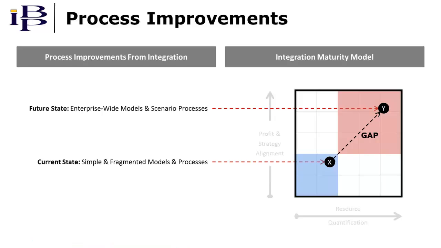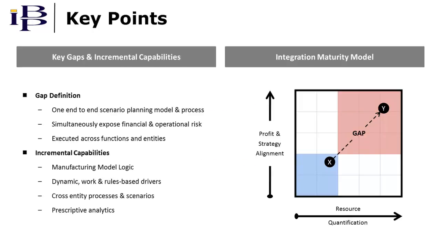More specifically, we'll focus on the capabilities that comprise the gap between current state models and processes that manufacturers typically employ compared to more mature planning models that support enterprise-wide scenario planning processes in the most complex of manufacturing settings. During the video, we'll highlight these capability gaps in more detail, as summarized on the left side of the screen. We'll also identify specific incremental capabilities that address these gaps, ones that enable more mature forms of process integration.